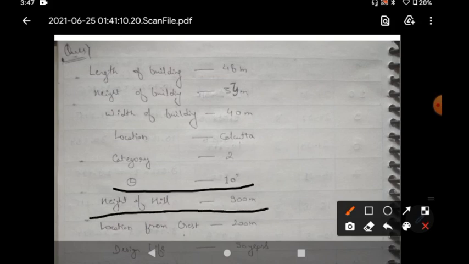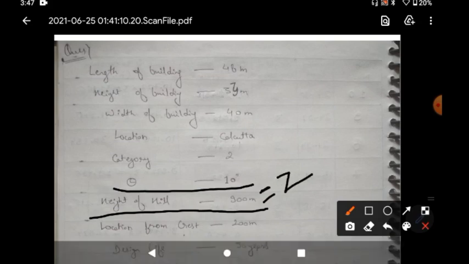Here you can see that theta is given to us, that is 10 degree. The height of the hill is 900 meter, which we are denoting in this diagram by capital Z.